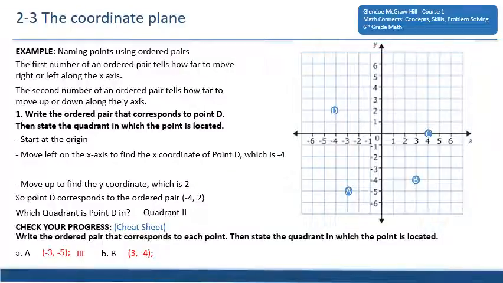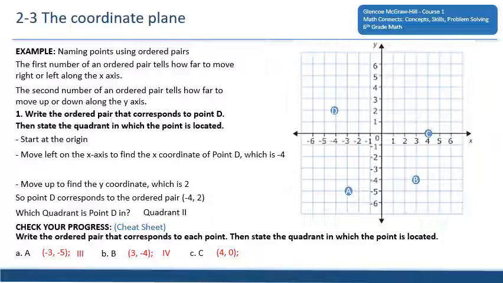we have to go right on the x-axis 3 places to line up point B, and then we have to go down 4 places to line up -4 on the y-coordinate. So we get 3 and -4, and that's going to be quadrant 4.